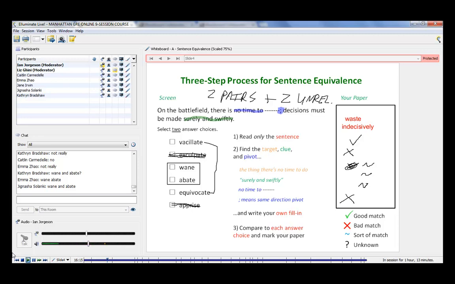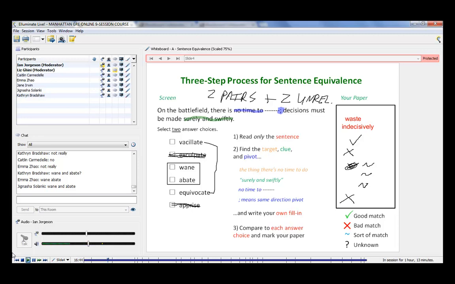And I'm assuming, even if I don't know for sure what equivocate means, that it means the same thing as vacillate, just because I understand how these problems work. Now, if wane and abate work really well, I'm picking them. But if they don't, I've got to pick vacillate and equivocate, even though I don't feel like I've got a great idea what equivocate means.